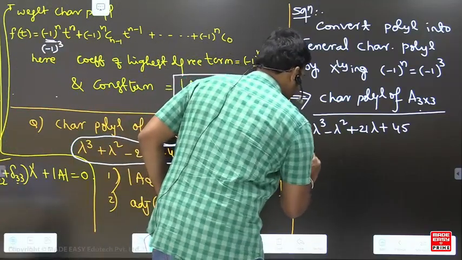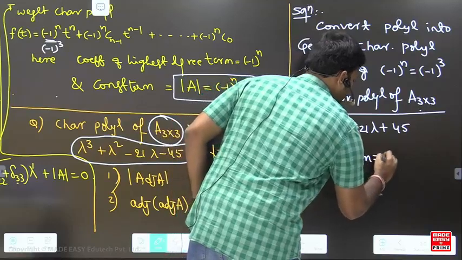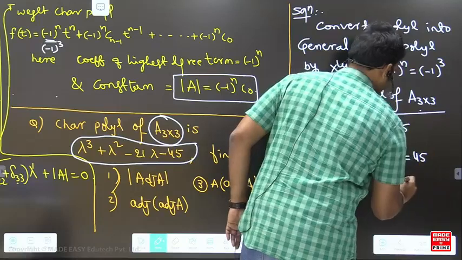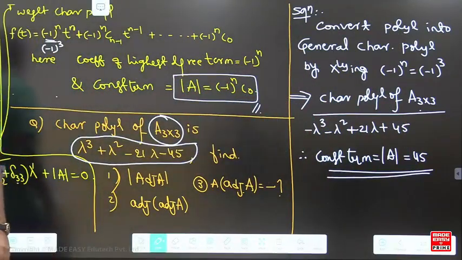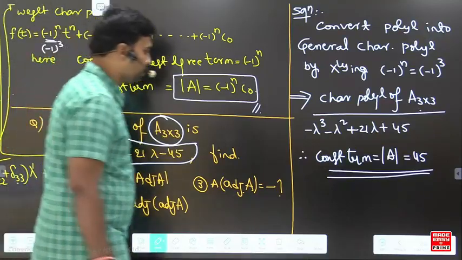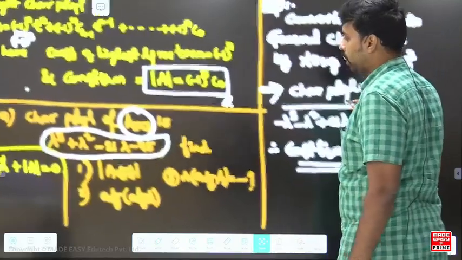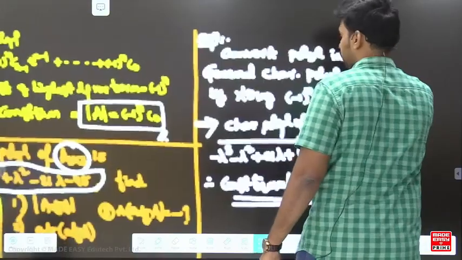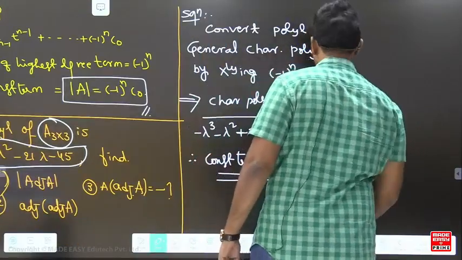So the constant term is equal to the determinant of A. The determinant of A is nothing but 45. So I got the determinant as 45. But now my question is how to find out all these three: adjoint of A and the others. Now, let's go with the first question here.